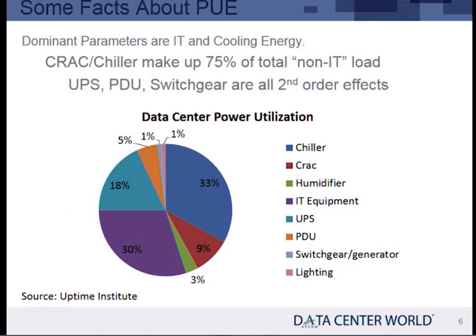Now, the point here that I always try to make is that numerator, if you take IT energy out, the numerator is dominated by cooling power. And this pie chart shows this. It's been around a long time from Uptime. And it's showing you that it's really the cooling unit itself that's driving most of this.